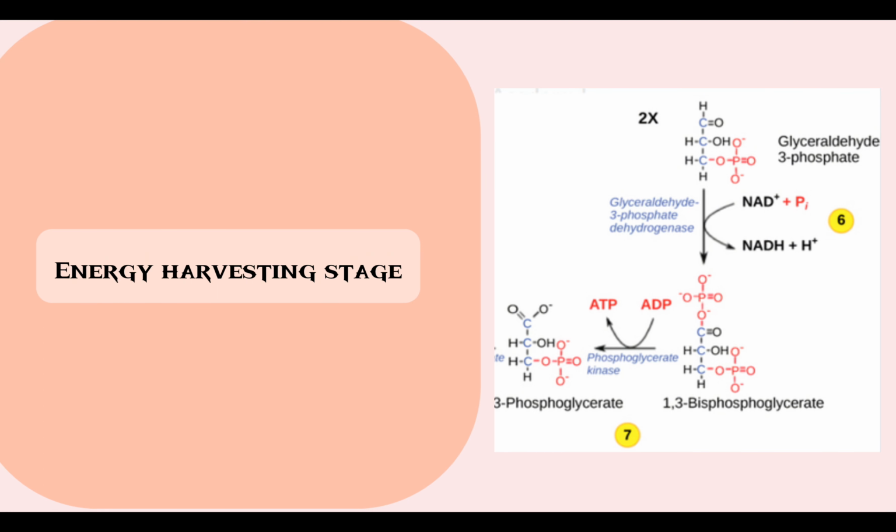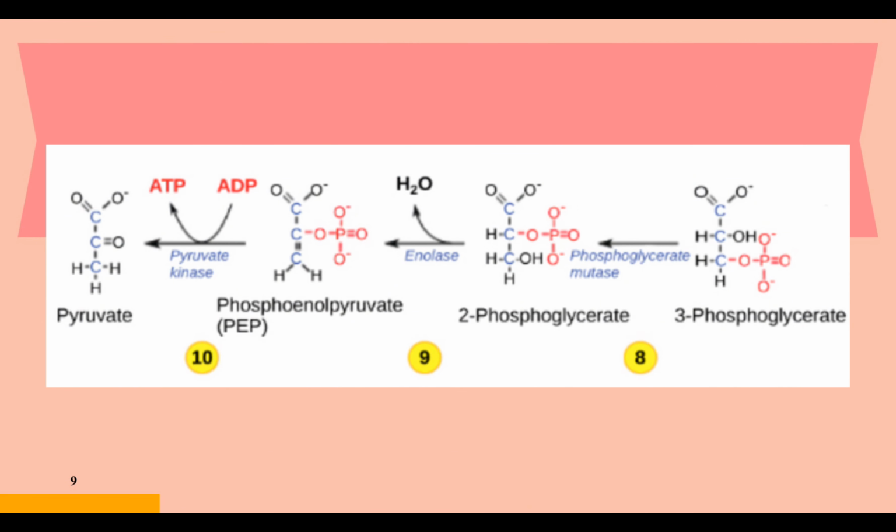The 1,3-BPG has a higher phosphoryl transfer potential and can be used in the next step to transfer a phosphoryl group onto an ADP molecule to form an ATP. A total of 2 ATP molecules are formed in this step because 2 glyceraldehyde 3-phosphates are transformed into two 1,3-BPG molecules. In step 8, 3-phosphoglycerate is converted into its isomer 2-phosphoglycerate.